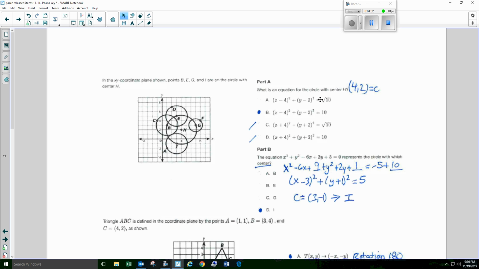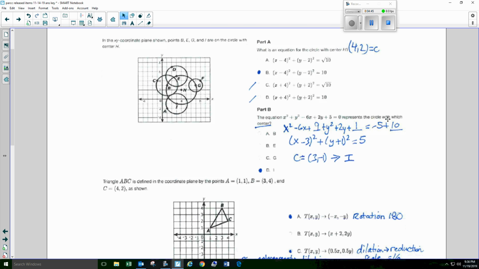This radius would be the square root of 10. It's going to be the square root of 3 point something, even smaller, like 1.7, which is not the radius. All right, here it wants you to complete the square and find the center and then figure out which letter up here has that center. So you're finding the equation of one of these other circles.